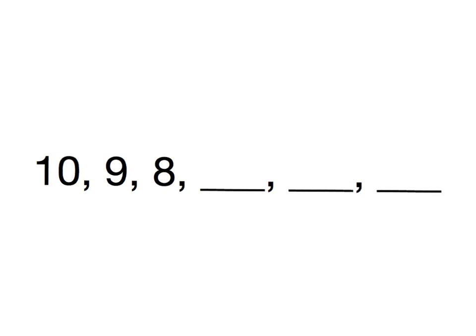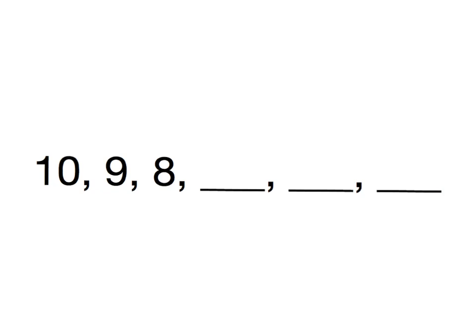Let's look at today's pattern and try to figure out what the last three numbers are going to be. So let's read it together. Ready? 10, 9, 8. What direction are we moving in today? If you said backwards, you're right. Look, the numbers are getting smaller. So that means our pattern today is moving backwards.